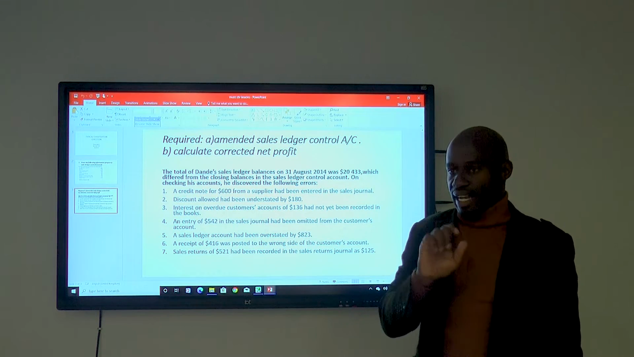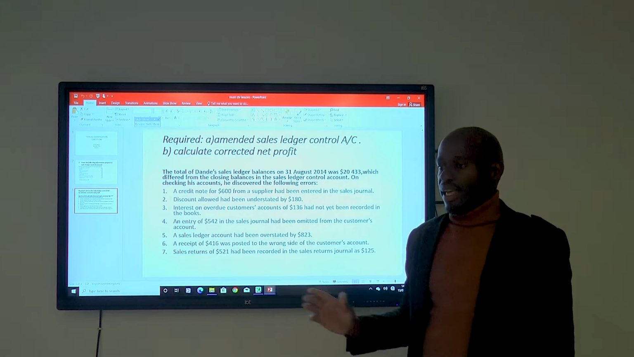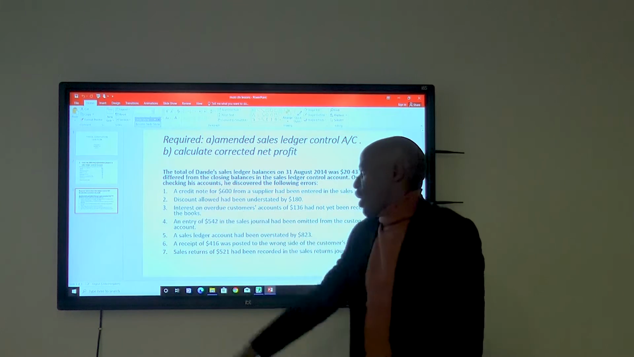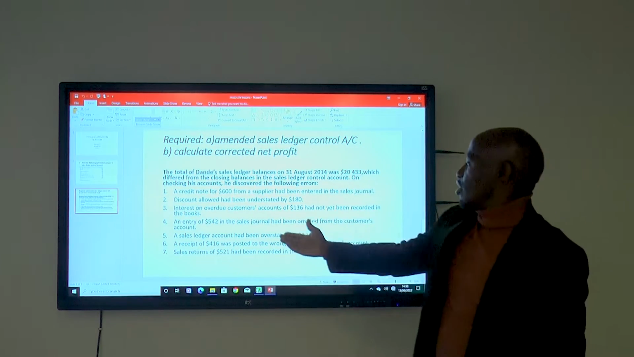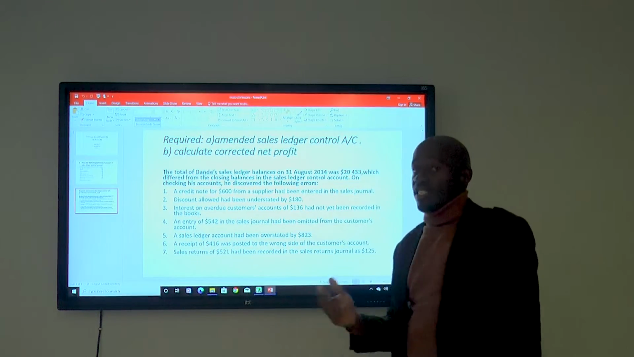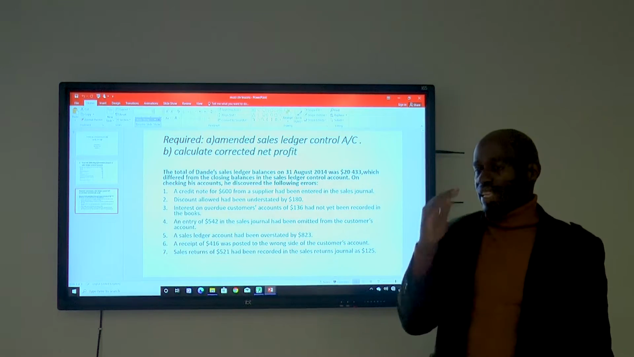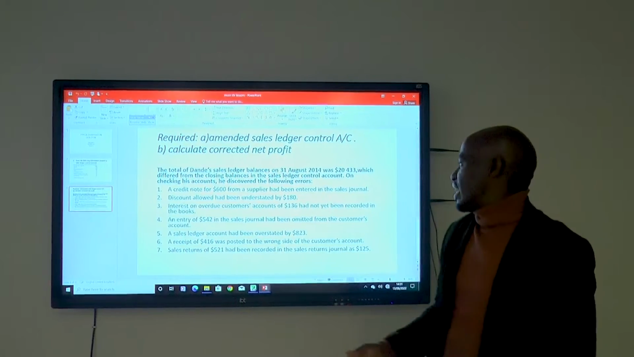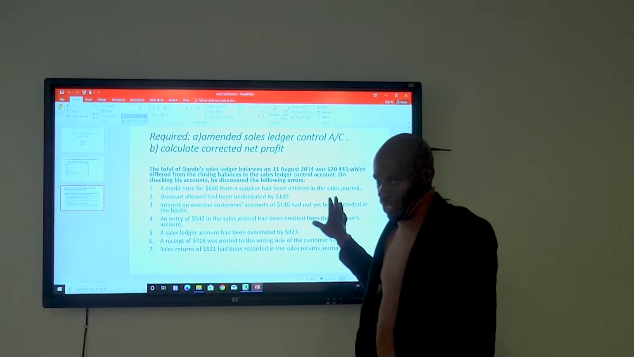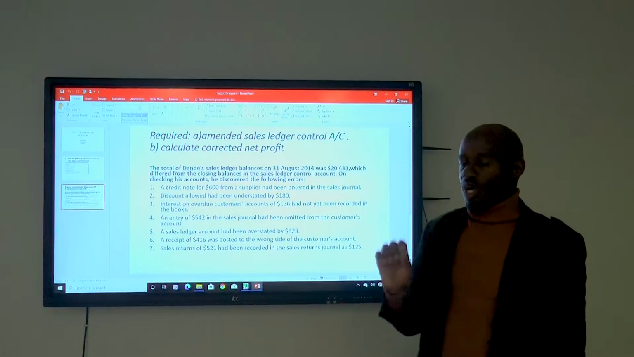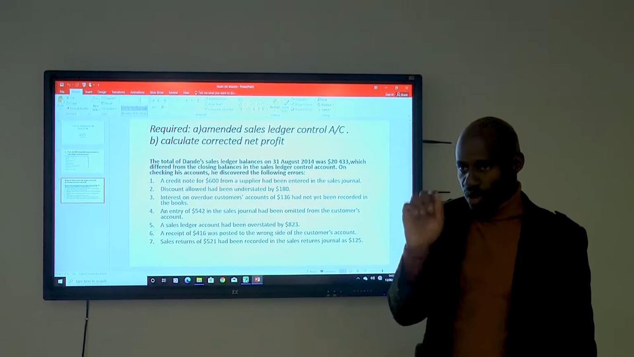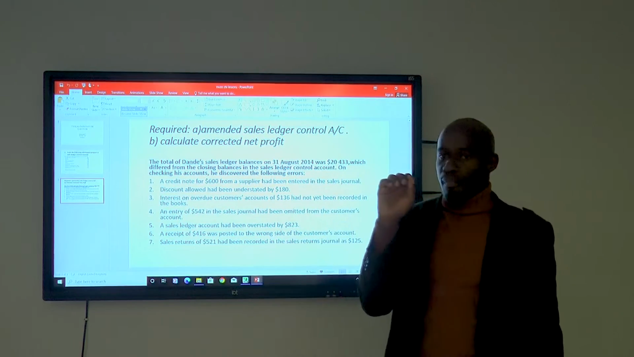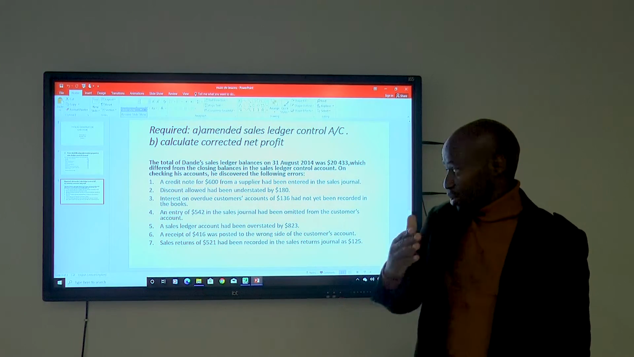Now, these are key takeaways from this lesson. Right. Let's ask ourselves, for example, error number 1: a credit note of $600 from a supplier had been entered in the sales journal. This error has occurred in the book of original entry. Which book is that? It is our sales journal. So such an error is going to affect both the control account balance and our personal ledger, that is the sales ledger.